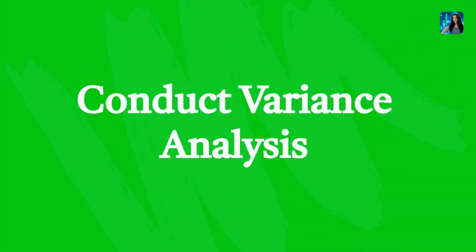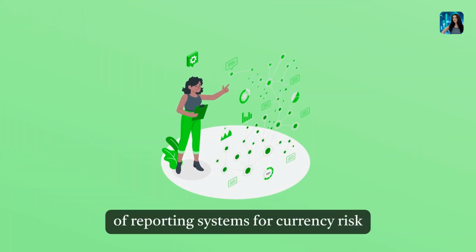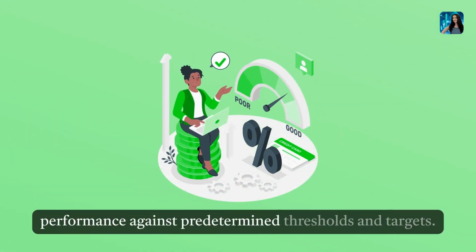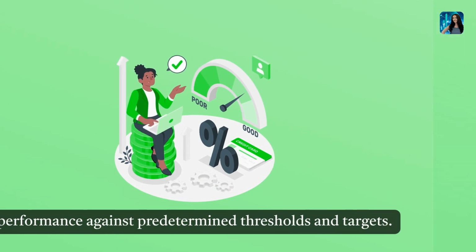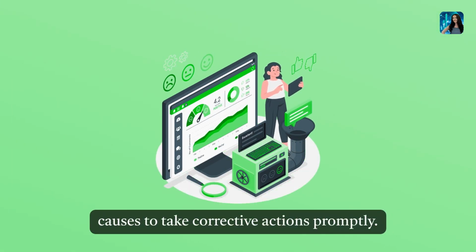Conduct variance analysis. Variance analysis is a critical component of reporting systems for currency risk management. Compare actual currency risk exposure and performance against predetermined thresholds and targets. Identify deviations and investigate the root causes to take corrective actions promptly.